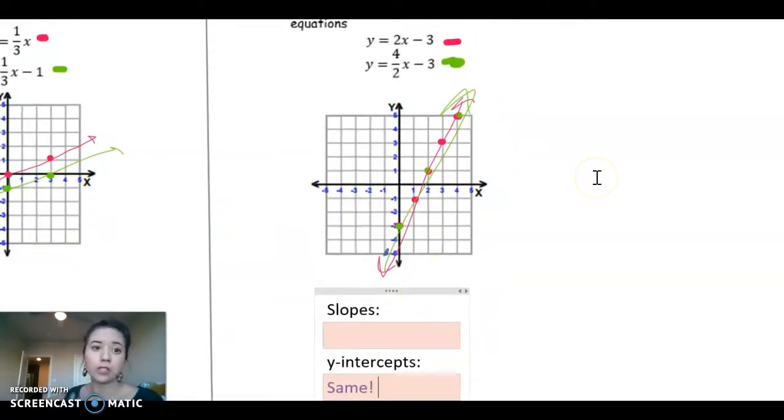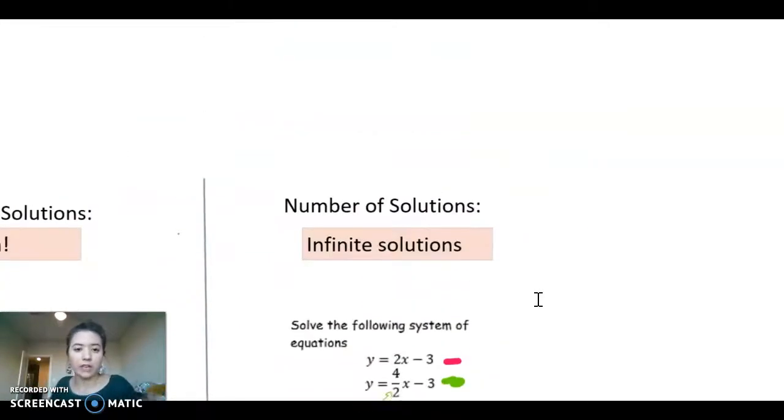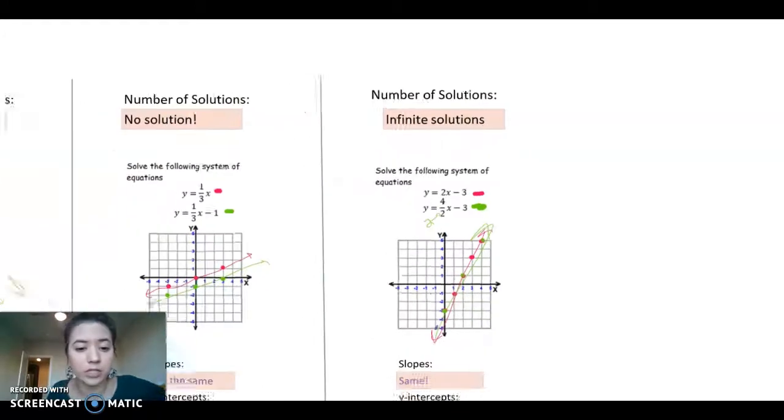Okay, if they're going to cross forever, what do you think that means about the slope? They're also the same. If you do 4 divided by 2, that's just 2. So, if you have the same slope and the same y-intercept, they're the same exact line, and they're going to overlap for forever. So they have an infinite number of solutions.